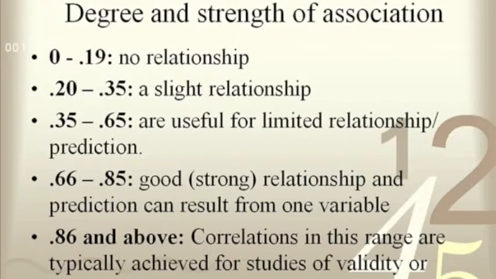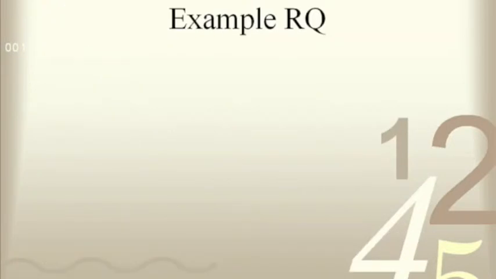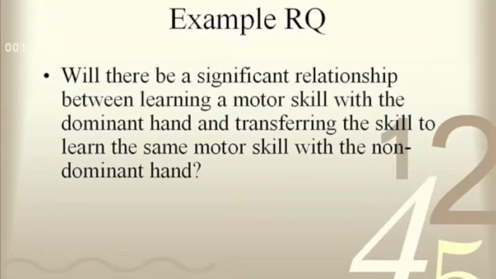Let's use an example to try to make sense of all this. Okay, so here's our research question. It's actually from a former grad student. Will there be a significant relationship between learning a motor skill with a dominant hand and transferring the skill to learn the same motor skill with a non-dominant hand?